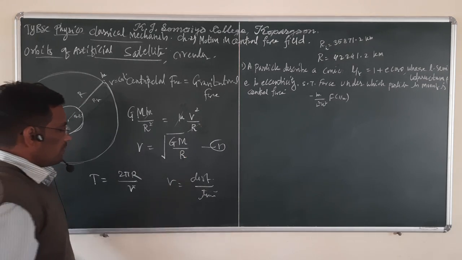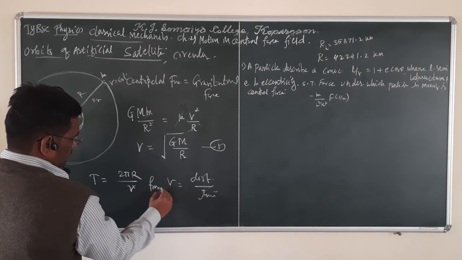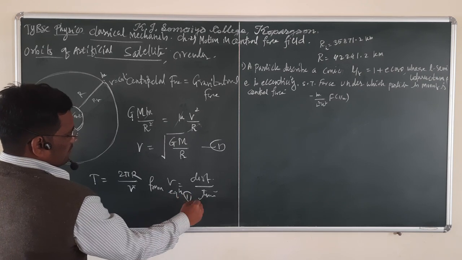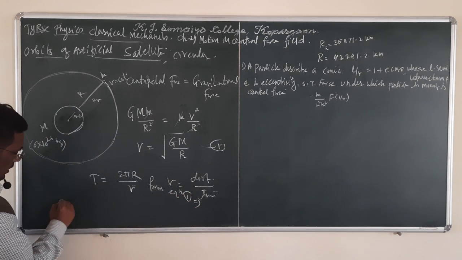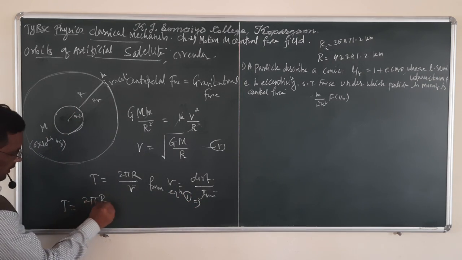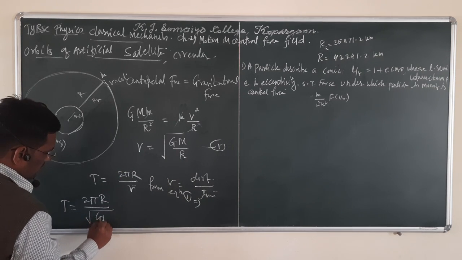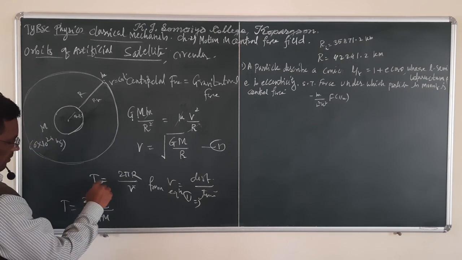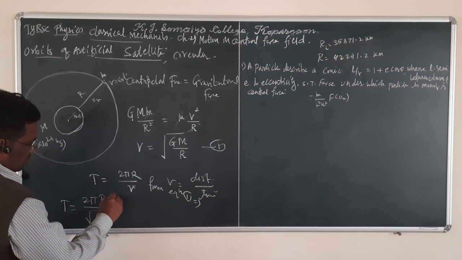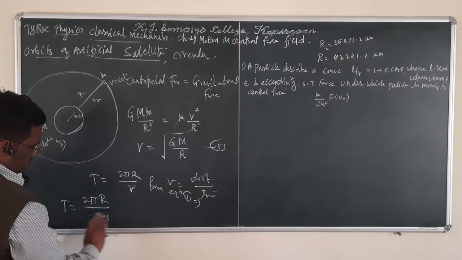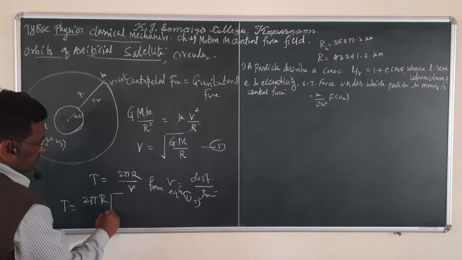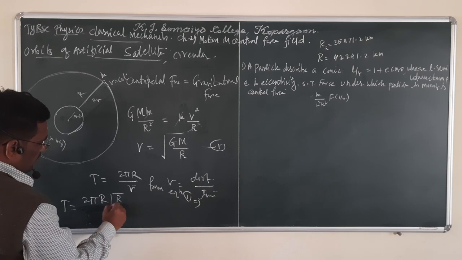So from equation 1, we can write T is equal to 2 pi r divided by v, and v is nothing but the square root of GM divided by r. So here we can write it as r upon GM.